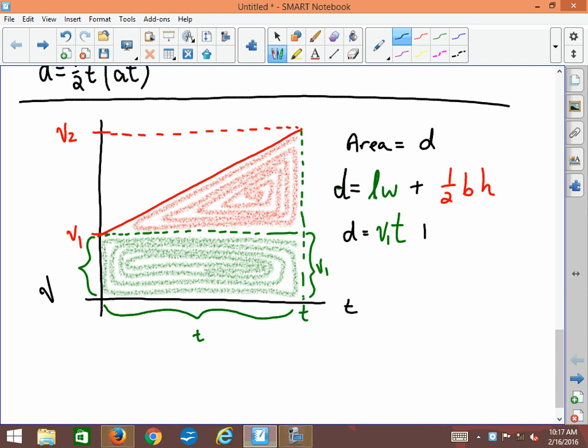And then plus the red area, which is 1/2. Now, here's the base of my triangle. But notice that that's also just t on the t-axis. And here's the height of my triangle, which is V2 take away V1. That's what we did last time, remember? In the other example. So here I have t times V2 minus V1 for the triangle. But we also said that V2 minus V1 actually equals AT.